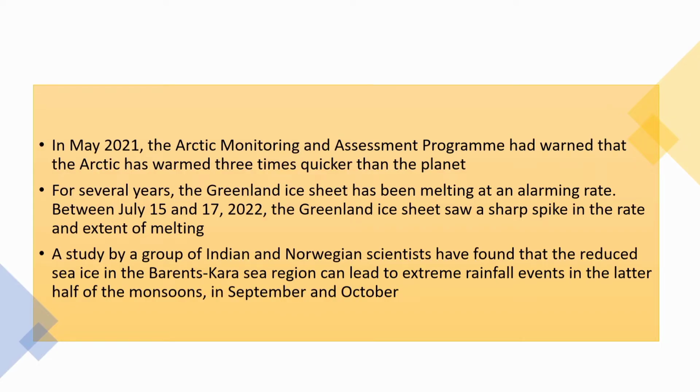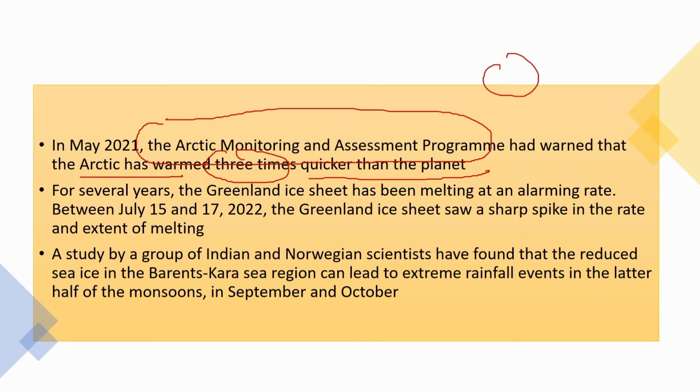Now let's look into what is the current status. In May 2021, a mission known as Arctic Monitoring and Assessment Program was carried out to look into the condition of the ice sheet. But the outcome of the report is an alarming one. That is, Arctic has warmed 3 times quicker than the planet. That means if Earth is warming at a rate of 2 degrees Celsius, then Arctic is warming at a rate of 6 degrees Celsius. So it is a very disturbing finding that we have got.